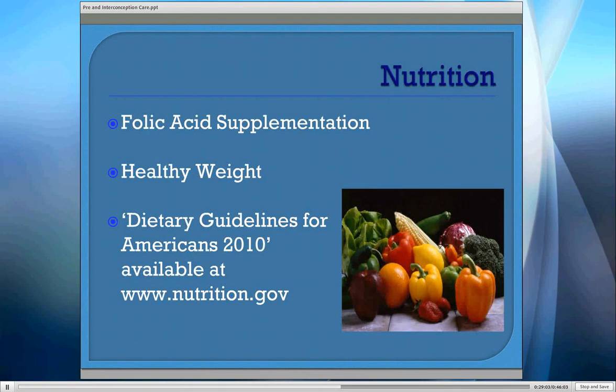Adequate nutrition is vital for health, but it's especially critical before and during pregnancy. Women should be advised to take multivitamins with 400 micrograms of folic acid per day. Adequate folic acid intake has been shown to decrease the occurrence of neural tube defects by 50%. Guidance on healthy eating and physical exercise can help women reach and maintain a healthy weight. The recently released Dietary Guidelines for Americans 2010 is a comprehensive resource for providers and families that's available online.